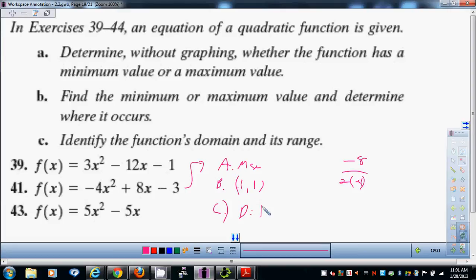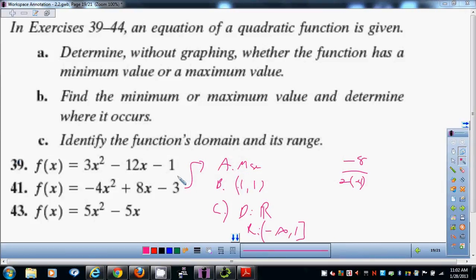So dang proud right now. That's correct. That is correct. Raise your hands if you have questions about where we came up with any of those answers. Yes. I'm sorry. 39 or 43. Pick your poison. 39. Okay.